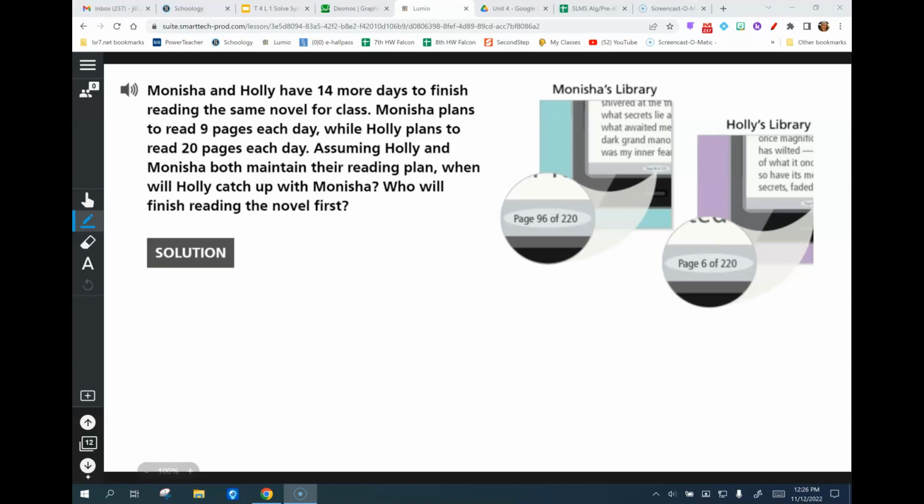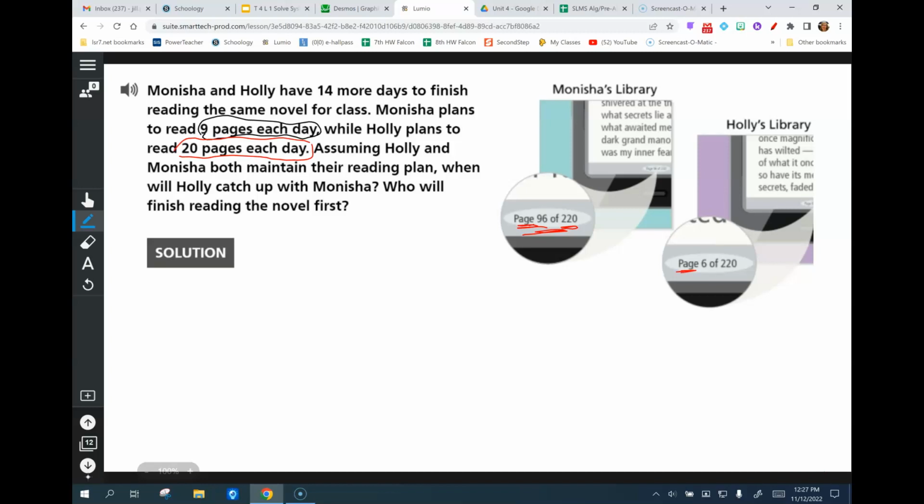So let's read it first. Monisha and Holly have 14 more days to finish reading the same novel for class. Monisha plans to read 9 pages per day. That's going to come in handy. While Holly plans to read 20 pages per day. Why? Why are we doing that? Well, let's look. Monisha's already at 220. No, she's at page 96. And Holly's at page 60, so she has to do some catching up.